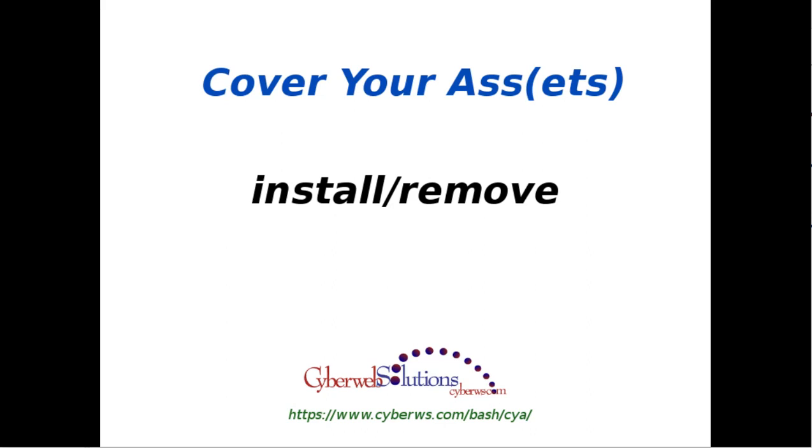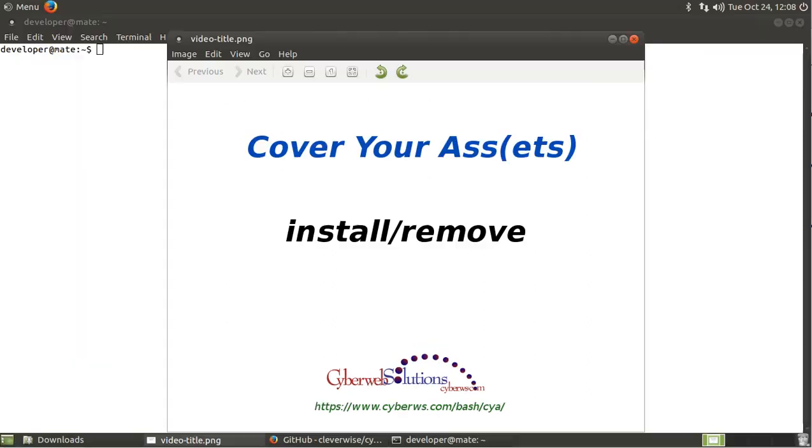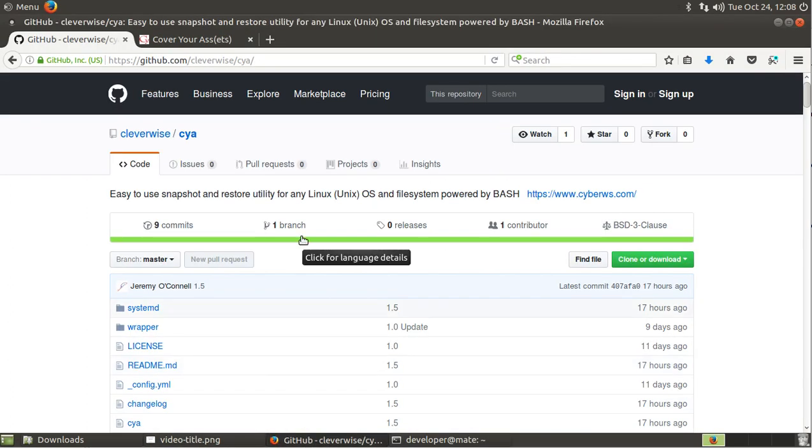Now, the first thing you need to do is download the utility. So where do you get it? Well, one place is from GitHub, which actually the other page I'm going to show you will take the files from GitHub, but it is available on GitHub, CYA. It's github.com/cleverwise, the word cleverwise together, /CYA, as you can see up here.